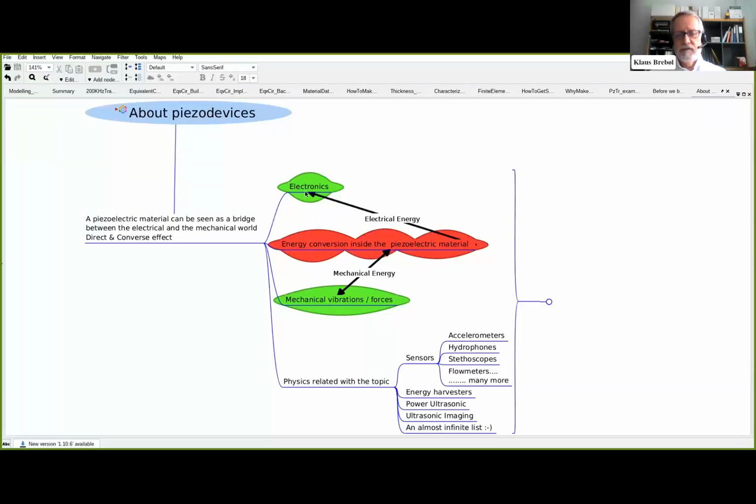So in order to handle this, actually, we need people who know about electronics. We need some materials people that know about piezoelectrics, and then also someone who can tell us about mechanical vibrations. And then on top of that, we have physics related with the particular topic we're dealing with, for instance, sensors or energy harvesters, power ultrasonic imaging. You can extend this list as long as you wish. And therefore, very few people can have an education that covers all the necessary fields to design a device. And you will have to use teamwork to have success doing this. And modeling is actually part of a teamwork. It's part of facilitating the teamwork.